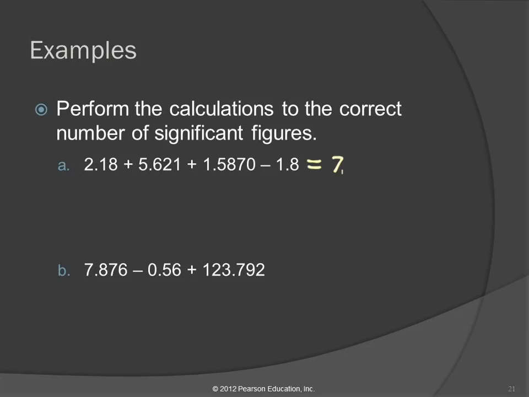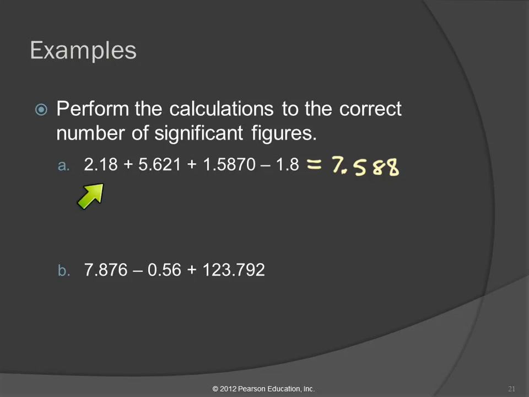Mine says 7.588. Does anybody else's calculator agree with mine? Yes. Okay, so that's good. Just write the whole number down. Then think about significant figures. What kind of operations do we have going on here? Adding and subtracting. So the rules for adding and subtracting are that you're looking at the number of decimal places.